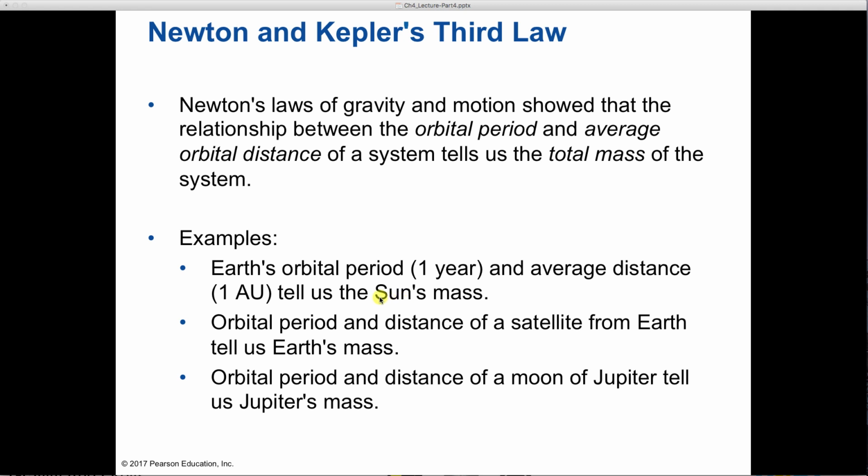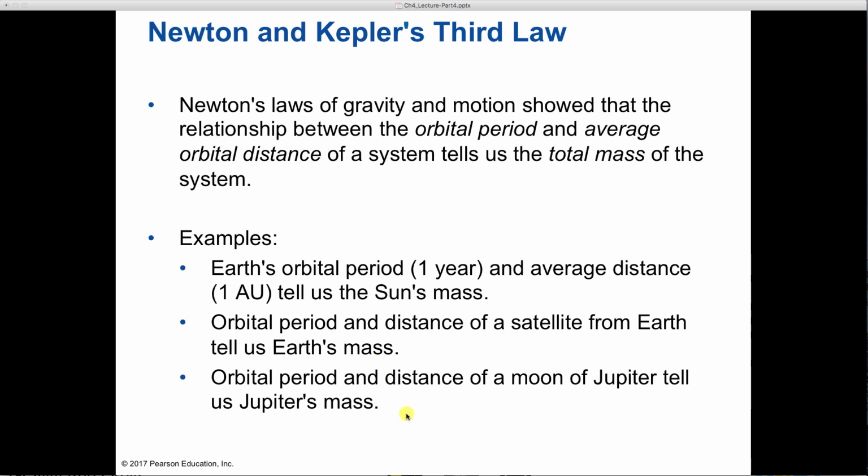Most of the mass, though, is the Sun's mass, and so to a good approximation, we can ignore the mass of the Earth because it's so small compared to the mass of the Sun. So again, measuring properties of the orbits allows you to get the total mass of the system. If you measure the orbital period and the distance of a satellite from the Earth, because the satellite's mass is so small, you're effectively getting the Earth's mass. You can calculate the Earth's mass from measuring properties of a satellite's orbit.